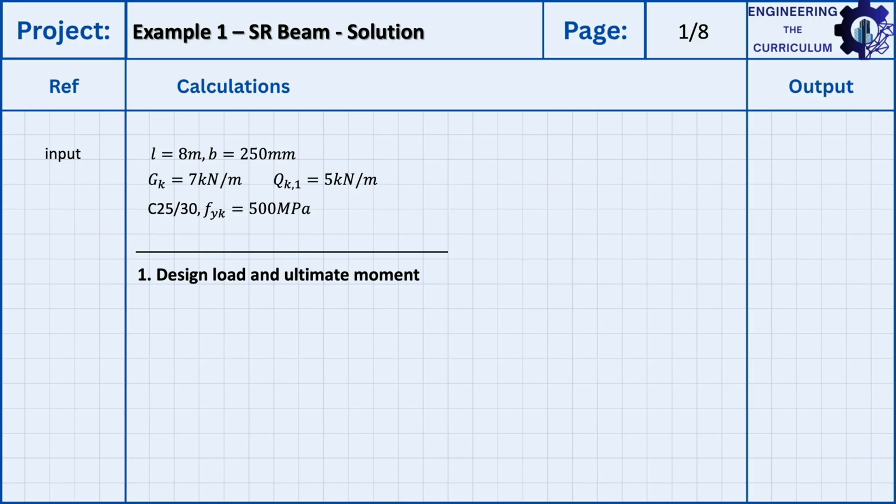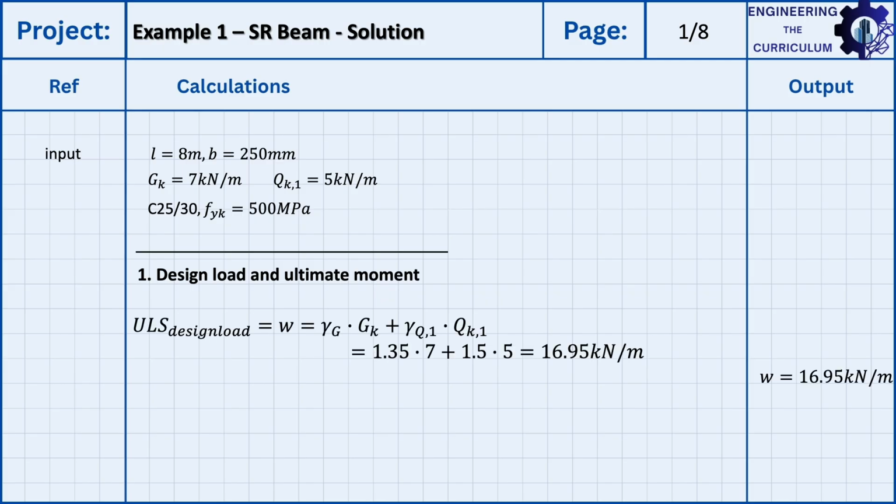We start off by finding the design load and the ultimate moment. The design load really is the permanent load, which is 7 kilonewtons per meter, times the partial safety factor for permanent loads, which is 1.35, plus 1.5, which is the partial safety factor for variable loads, times 5 kilonewtons per meter, which is the variable load.